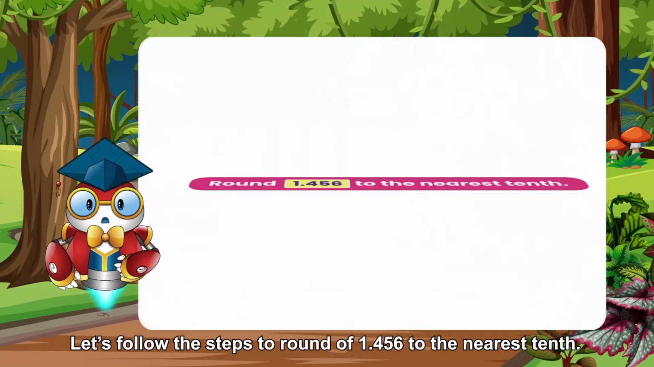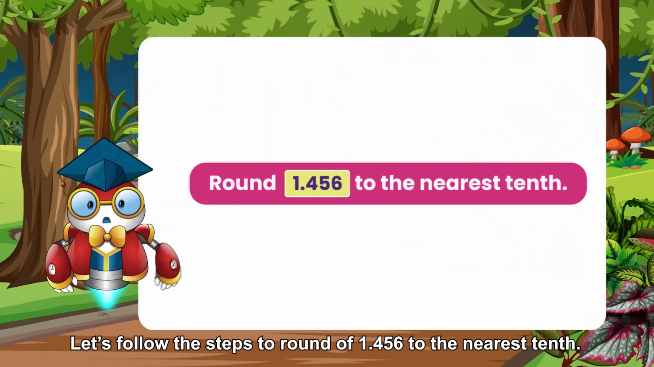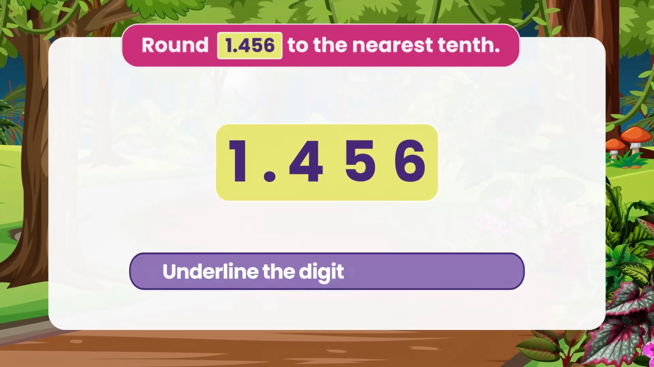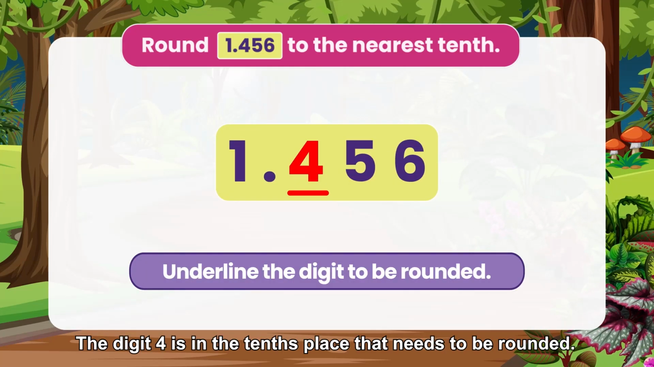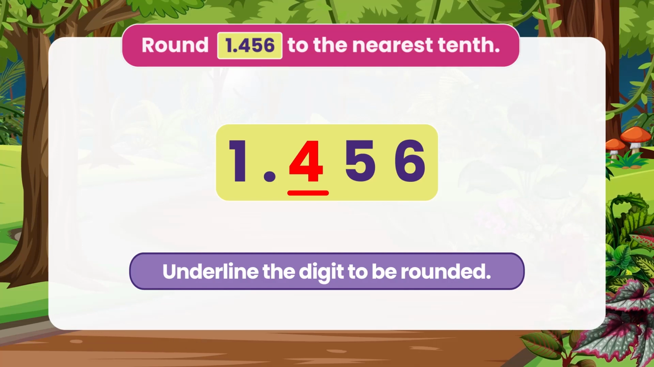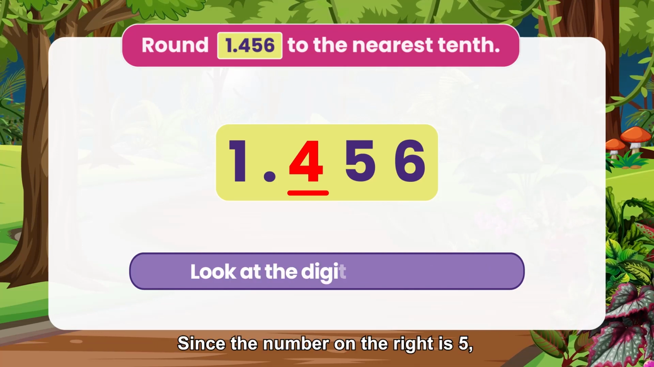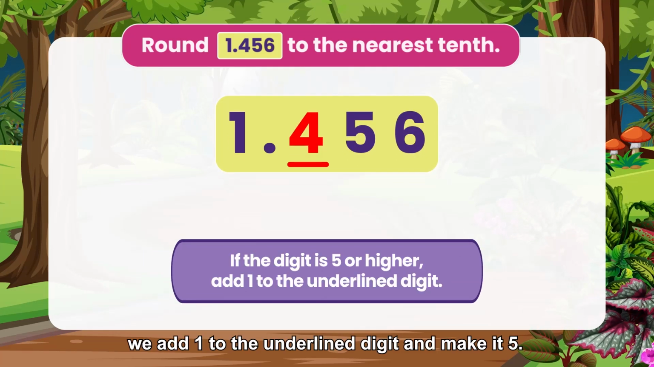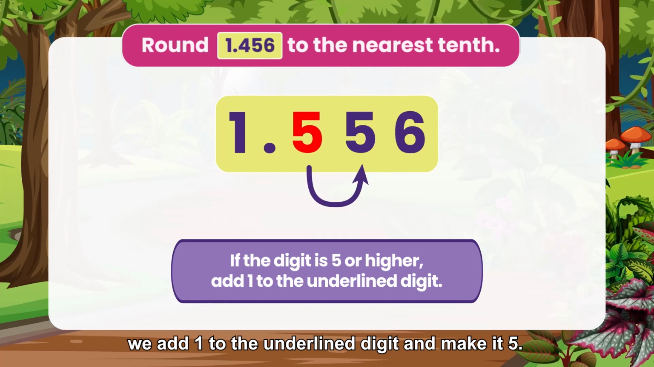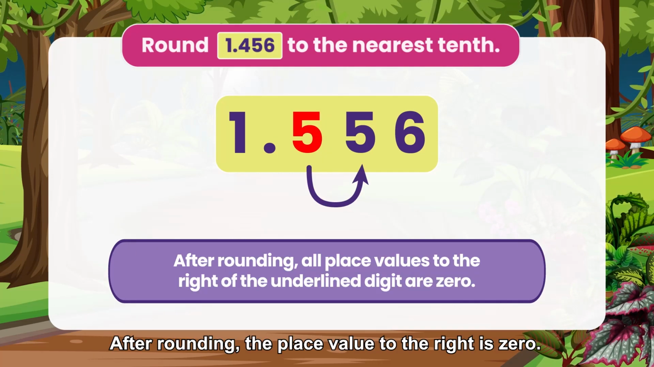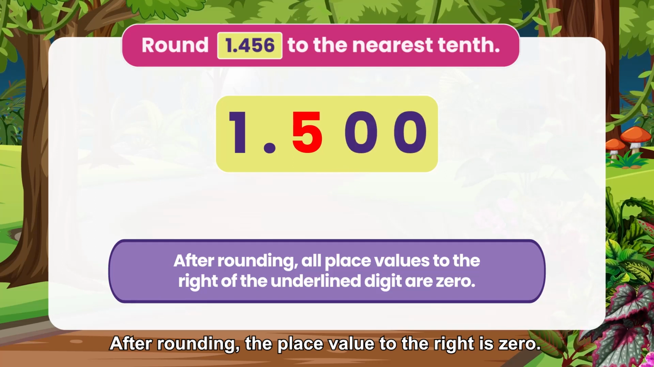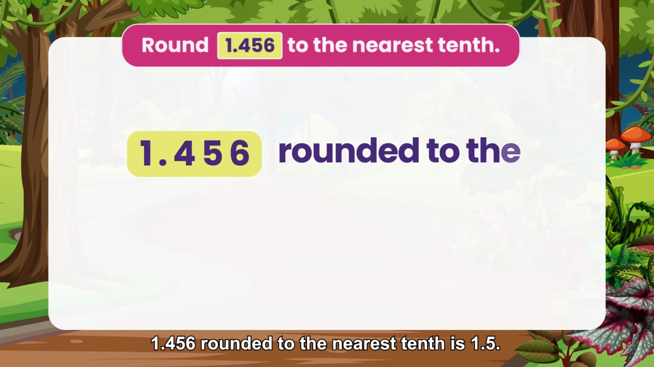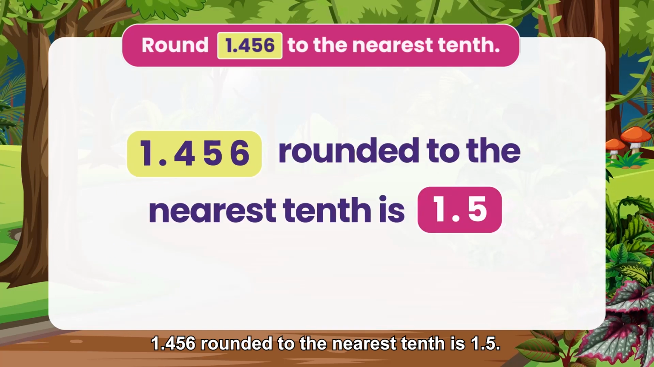Let's follow the steps to round off 1.456 to the nearest tenth. The digit 4 is in the tenths place that needs to be rounded. Since the number on the right is 5, we add 1 to the underlined digit and make it 5. After rounding, the place value to the right is 0. Hence, 1.456 rounded to the nearest tenth is 1.5.